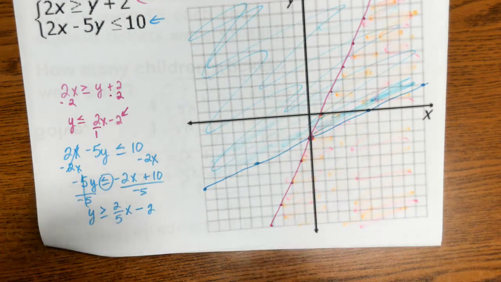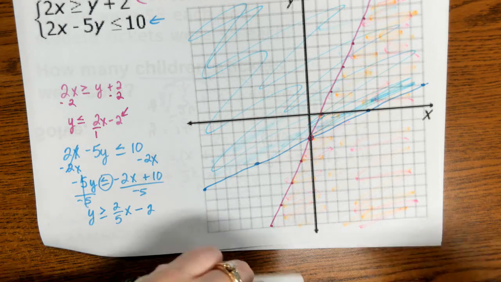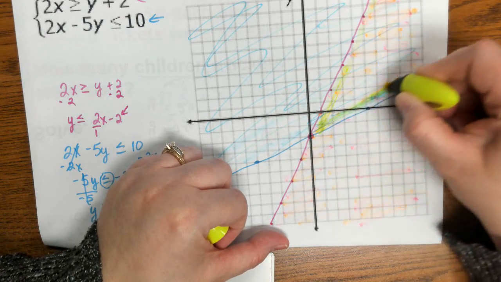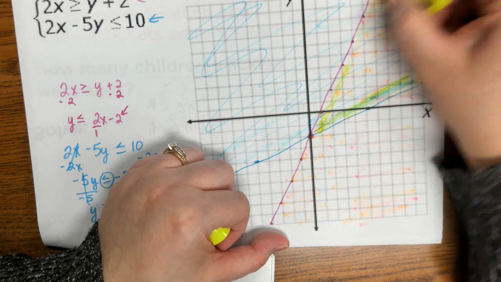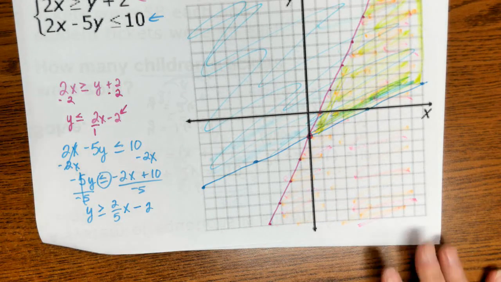But remember, the solution is where they both are shaded. So in this case, the pink and the blue. So that's here. This area. That was shaded in pink and blue.